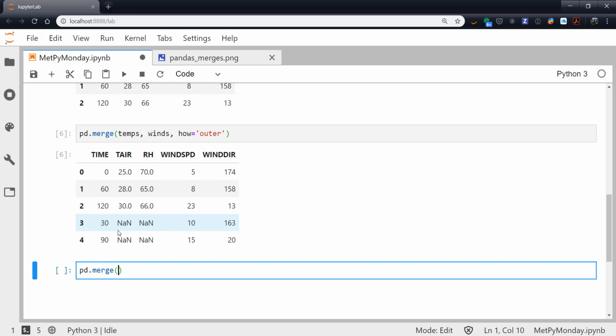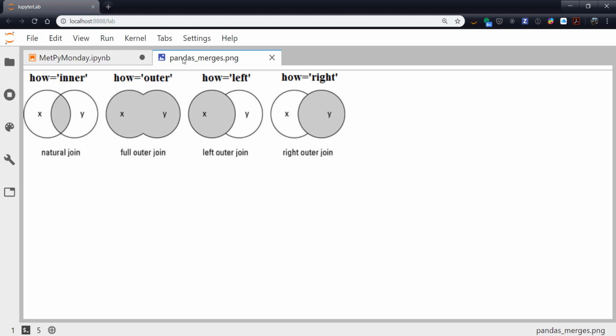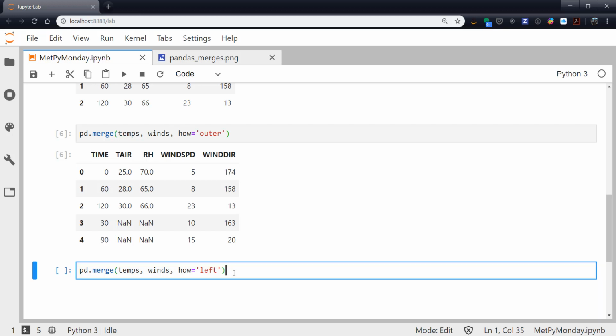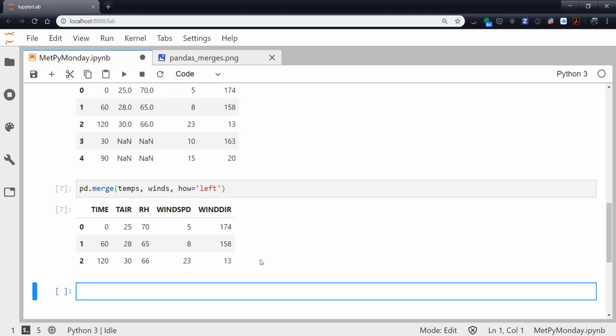So let's call merge on temps and winds, how equals left. Let's go look at our picture again. This means everything that's in X and what overlaps with Y. Temps is our left side. So remember the temps were hourly. So it's all of those and what overlaps with Y. In this case, that's going to be the same result as the inner. Now, if there were some things that were in temps that weren't in winds, they would have been preserved here.